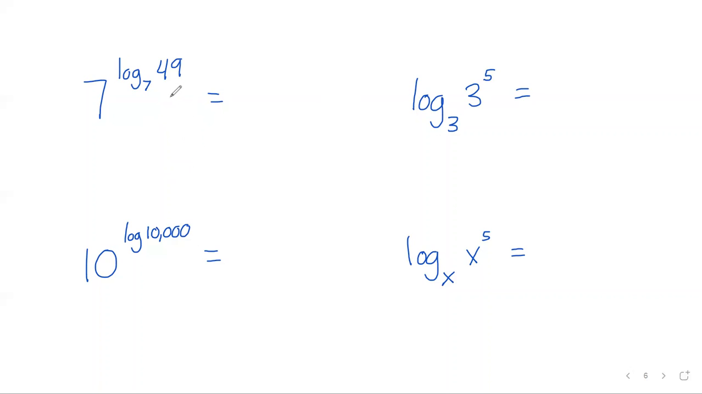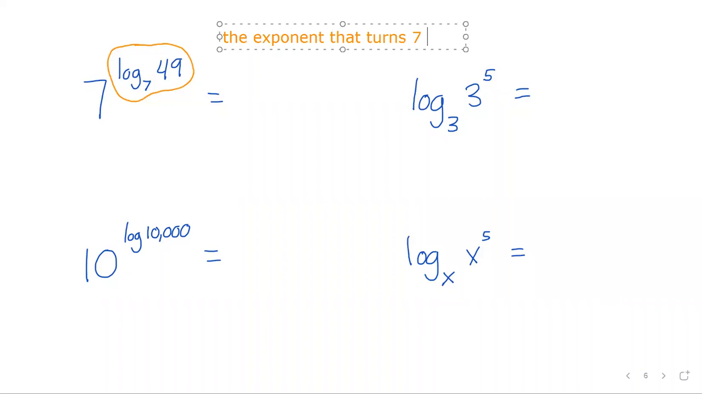Well, let's see what happens. So if we have 7 to the log base 7 of 49, well, this part is saying, I'll write this out here. So this is saying exponent turns 7 into 49. And I know it's 2, but let's just think of it this way for a minute. We've got the exponent that turns 7 into 49. Well, what happens if we do 7 to the power of whatever power turns 7 into 49? Well, it's going to turn it into 49. That's going to be our answer.